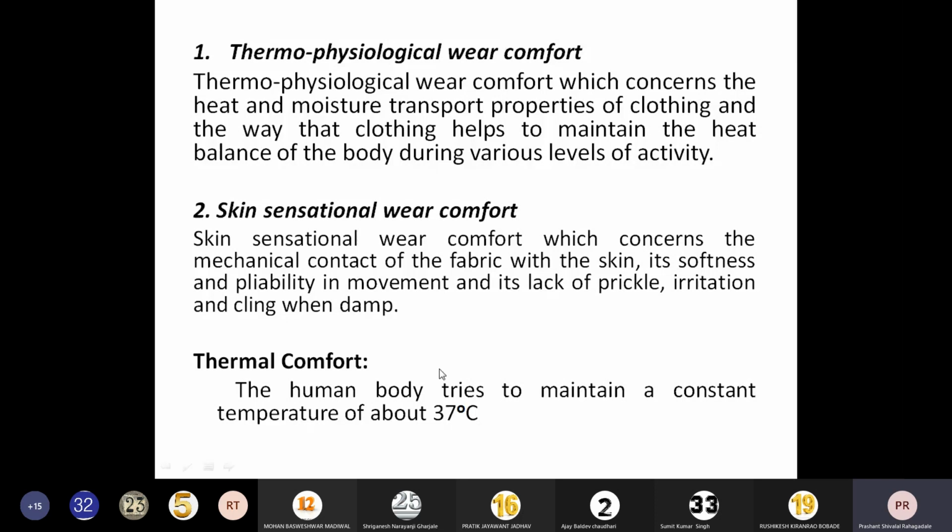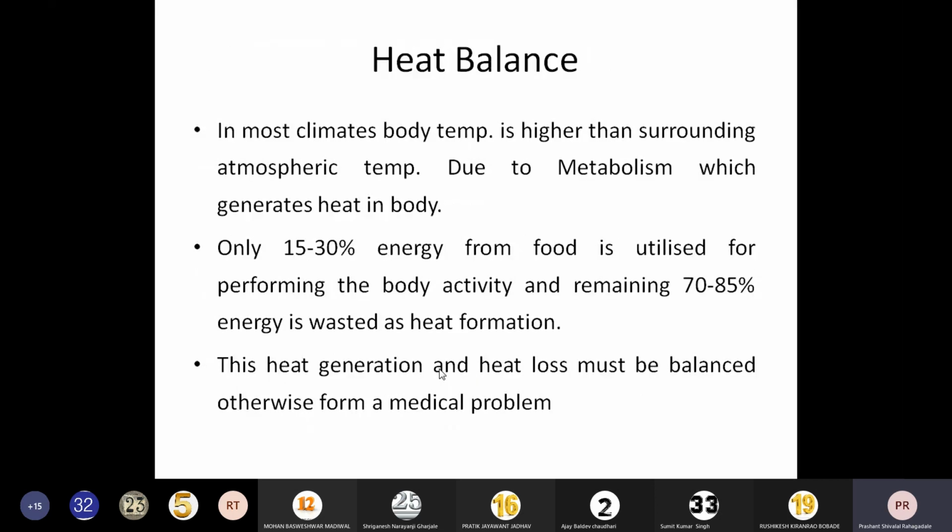So what I am trying to say is that if my body maintains a temperature in and around 37 degrees, then automatically I will feel comfortable. And this term is called thermal comfort. This term is used mostly during explanation of thermal comfort. Okay, it means we are in a position to maintain the temperature of 37 degrees centigrade.